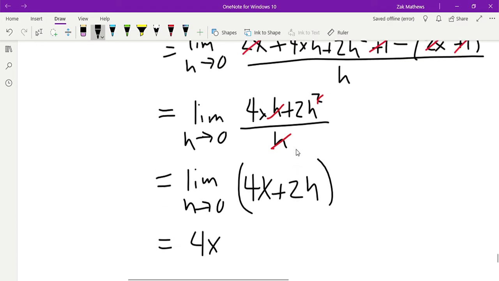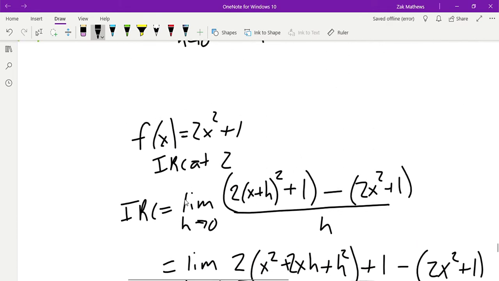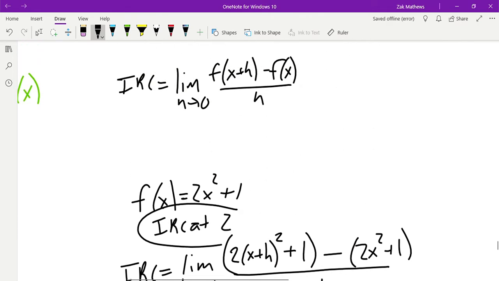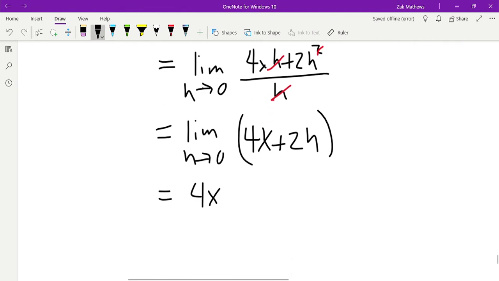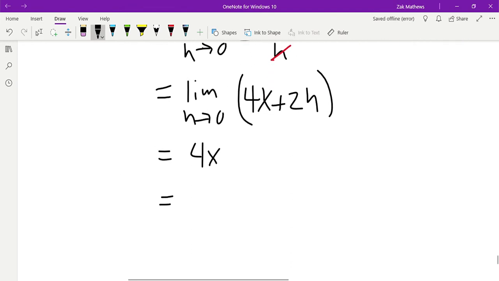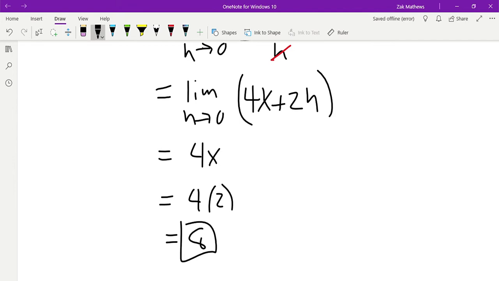Now, we actually wanted to find this instantaneous rate of change at 2, or at x is equal to 2. So the last thing to do is to plug in that 2. When I do that, notice I get the same 8 that I did just a second ago. So my instantaneous rate of change at 2 is 8.